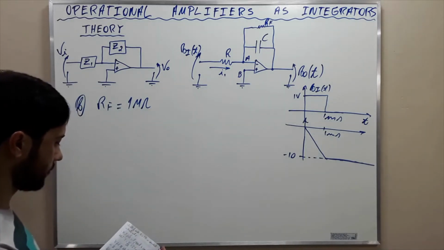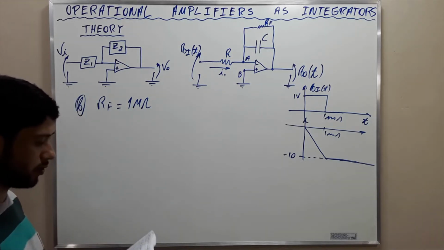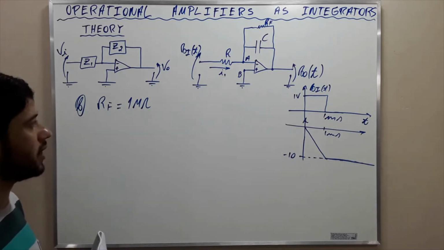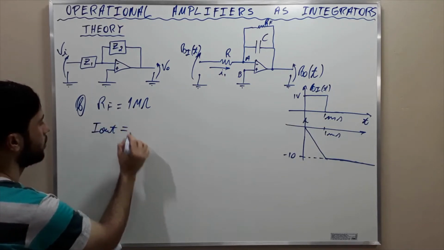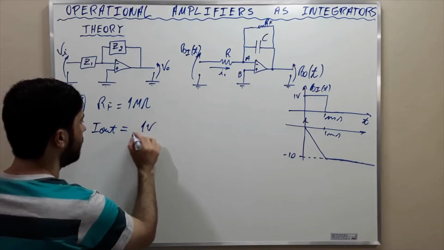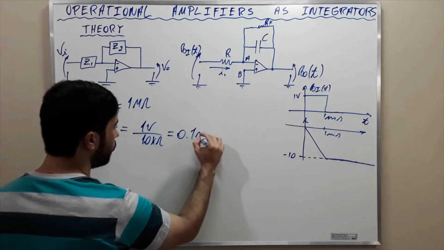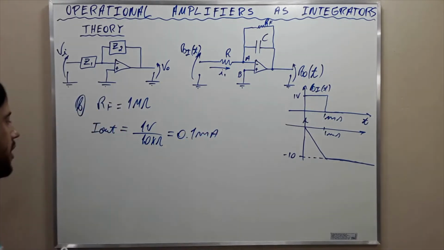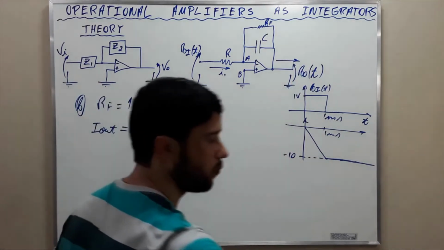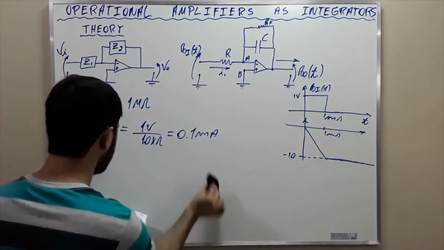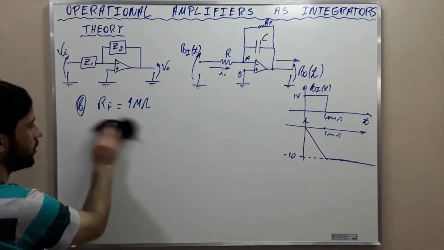And the 1 volt pulse will provide a constant current of 0.1 milliamperes at the output. Okay, the output current is going to be 1 volt divided by 10 kilo ohms, which is equal to 0.1 milliamperes. This is the output current that's going to go here. All right? We're going to use this value of the output current.